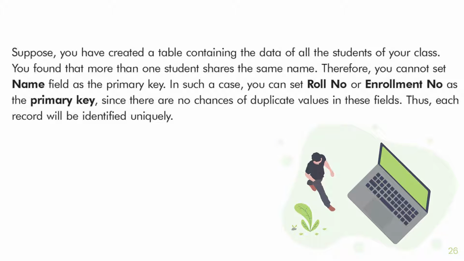Suppose you have created a table containing the data of all the students of your class. You found that more than one student shares the same name. Therefore, you cannot set the name field as a primary key. In such a case, you can set roll number or enrollment number as the primary key, since there are no chances of duplicate values in these fields. Thus, each record will be identified uniquely.